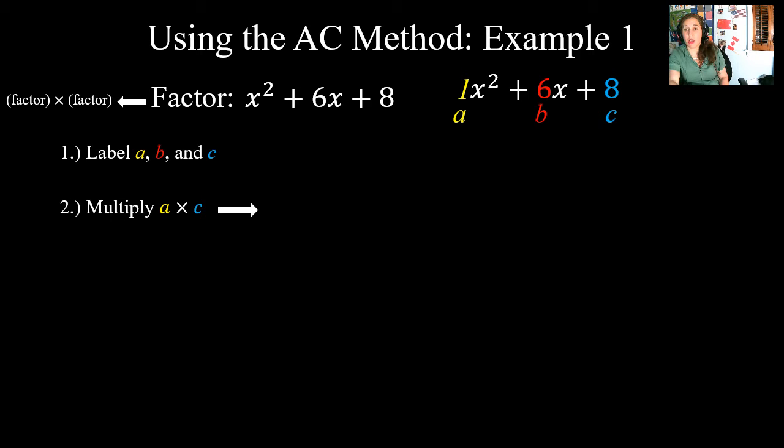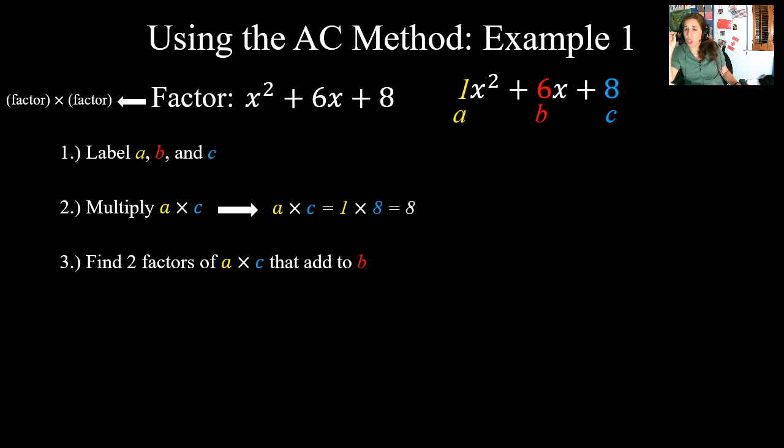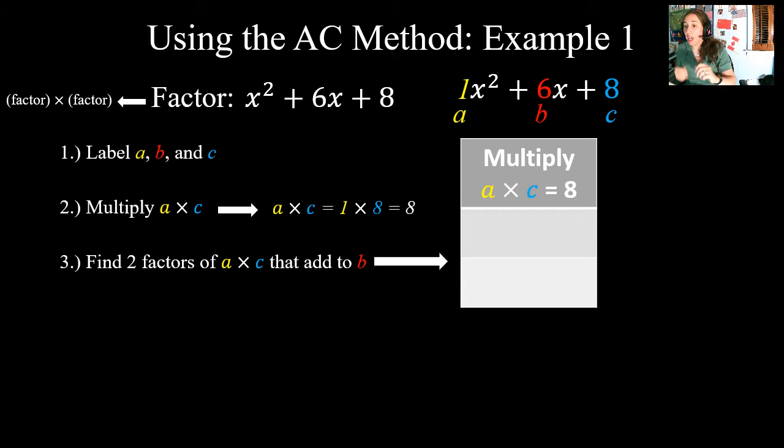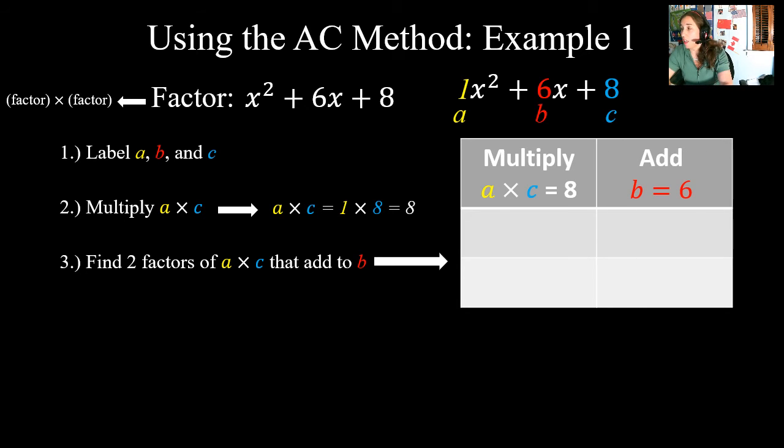So let's do that, okay? Our A was 1, our C was 8, so 1 times 8 equals 8, okay? That's the first step. You multiply A times C. We need to find two factors of A times C that add to B. So let's take a look at that. When I do this step, you guys, I always draw a table. On one side I put multiply, and I put my A times C. And on the other side I put add, and I put my B, okay? Because we are trying to find two factors of A times C that add to B.